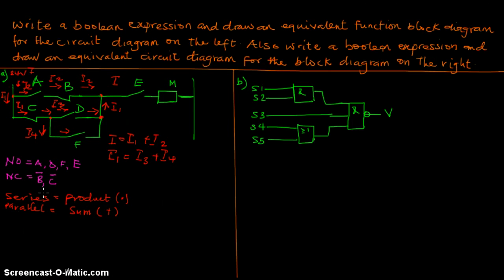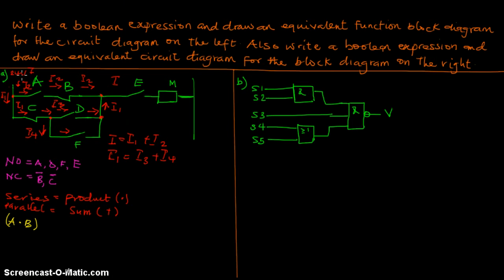Now with this we can answer this question. So A and B are in series. Why? Because I2 is passing through both. So the same current passes through A and B, so we can represent that in series. So we say A dot B. Remember, product. So they are in series.